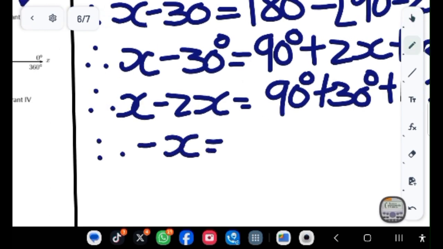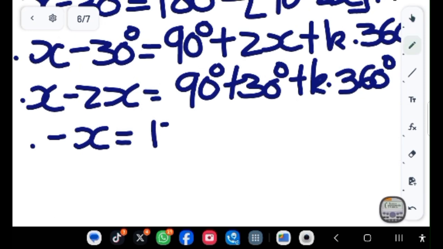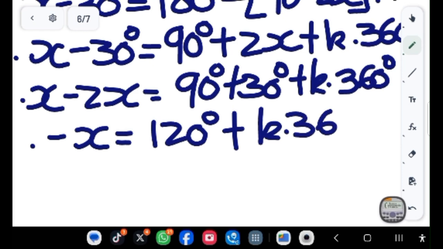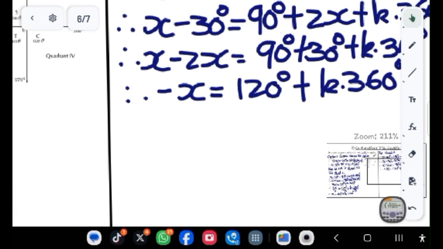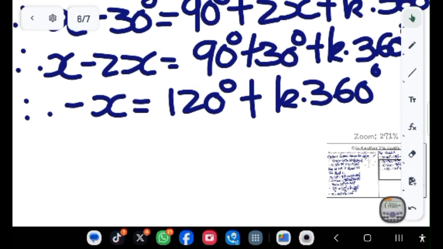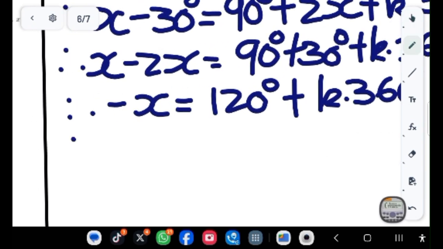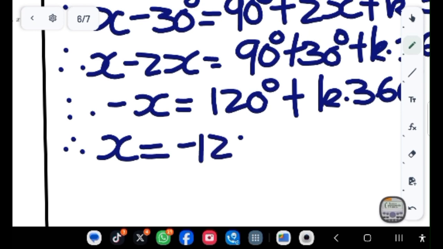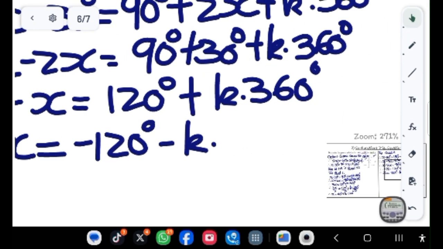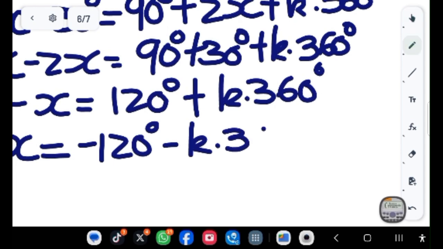Negative x equals 120 degrees plus k times 360 degrees. Or you can say x equals, dividing all of this by negative one, negative 120 degrees minus k times 360 degrees.